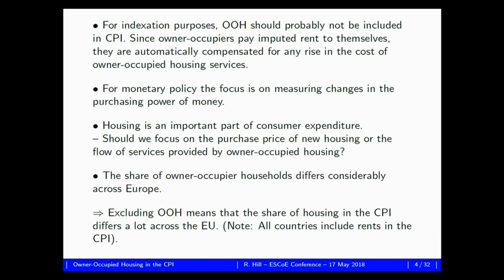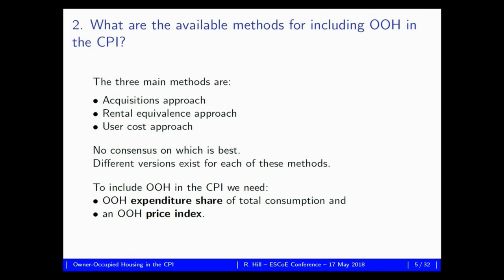Another reason you might add as well is all countries include rents in their CPIs, but the size of the rental market can differ quite dramatically across countries. For example, in Eastern Europe, it's often less than 10%. In countries like Germany and Austria, it's a lot higher. It can be approaching 50%. And so if you exclude owner-occupied housing, this introduces a kind of asymmetry as to the extent that the housing market is being represented in the CPI. So if you want your comparisons across countries to be equivalent in some sense, that's another reason for including owner-occupied housing.